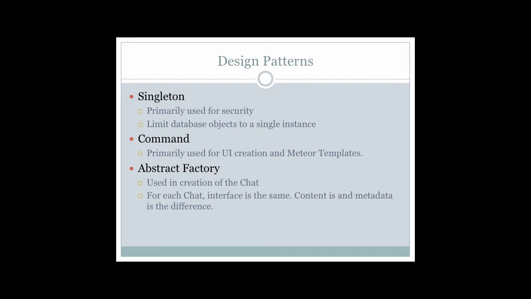The second one is the command. It is primarily used for UI creation and for Meteor templates. This allows us reusability for a lot of the code. The final one is the abstract factory. It was primarily used for the chat versions of the application. Each chat has the same interface. The only difference is the actual content within the chat as well as the metadata, which includes the location of where the chat is being represented from, or which politician the chat belongs to.